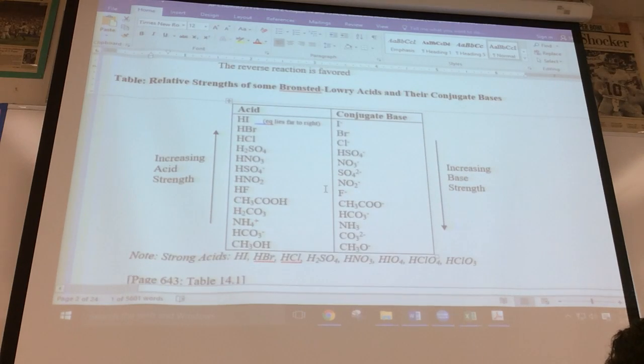If you look at the relative strengths of some Bronsted-Lowry acids as well as their conjugates, you will find of the strong acids, the strongest of the strong is hydroiodic acid, and we'll talk about why that is. So you can see the acid strength here. Keep in mind hydrofluoric acid is a weak acid.